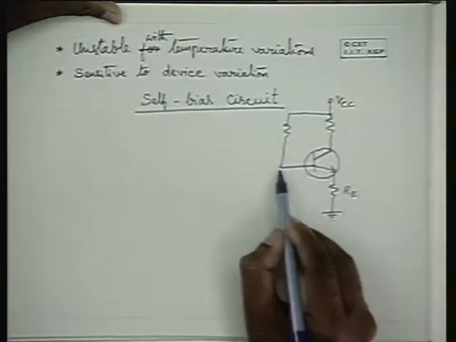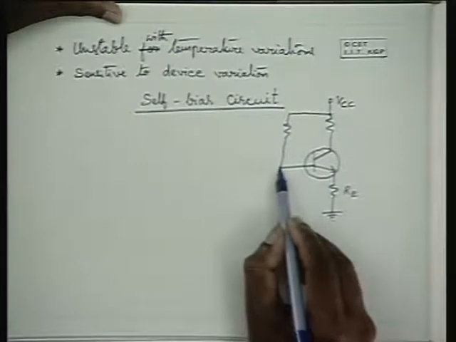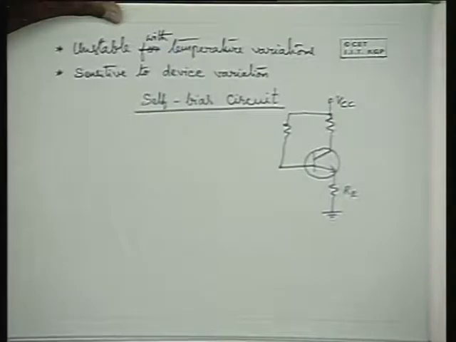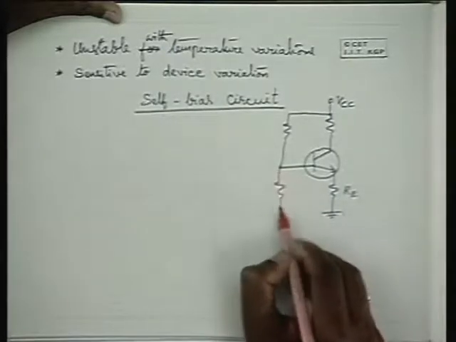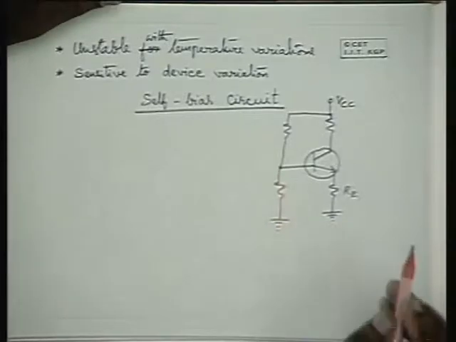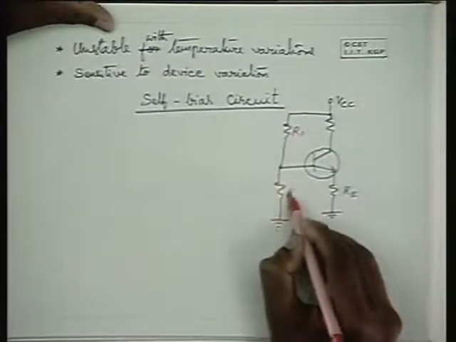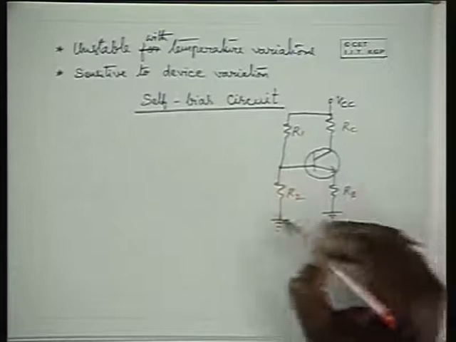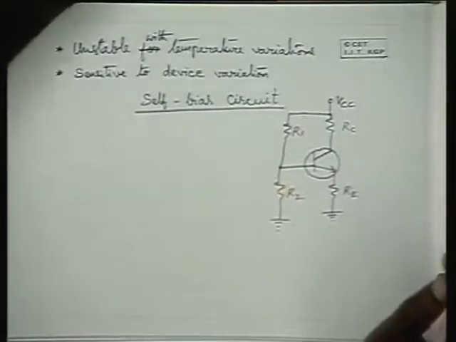Alternatively, the base emitter junction side, or input side, biasing is provided with two resistances instead of one resistance. So this kind of circuit is also used. This circuit is known as a self-bias circuit or emitter to base biasing circuit. Now, how does this circuit improve the stability? That's the question.